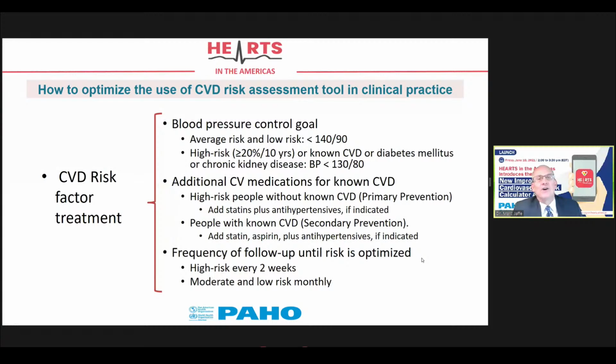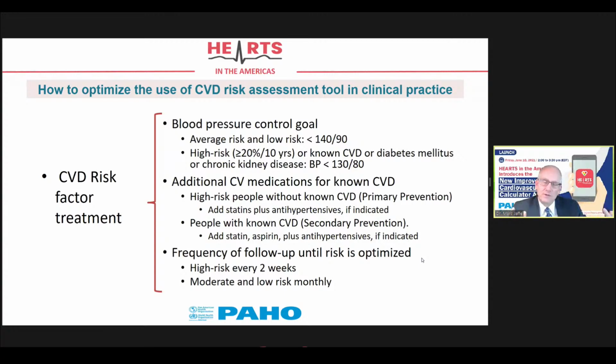So this is all taken from the example, but the blood pressure goal for this individual would be, in general, for average and low risk, less than 140/90. For high risk, with a risk of over 20% for 10 years, or known cardiovascular disease, or known diabetes, or known kidney disease, that would be a lower blood pressure threshold of 130/80.